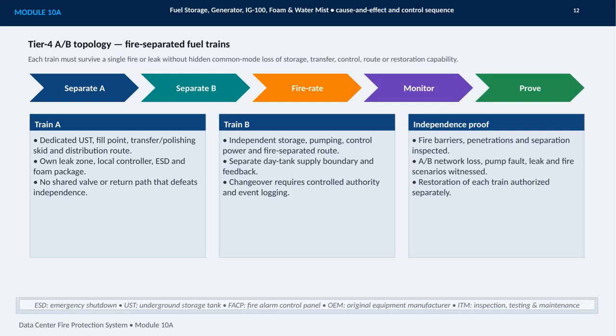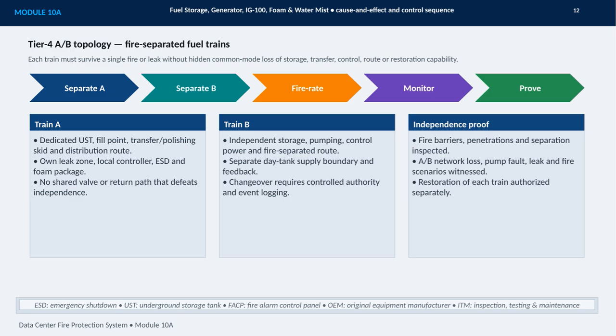This slide establishes the fire separation strategy for the Tier 4AB fuel topology. The central principle is independence under a single fire or leak. Each train must retain its own storage, transfer capability, control, routing, and restoration path, without a hidden shared component creating a common mode failure. Train A has a dedicated underground storage tank, fill point, transfer and polishing skid, and distribution route. It also has its own leak zone, local controller, emergency shutdown, and foam package.